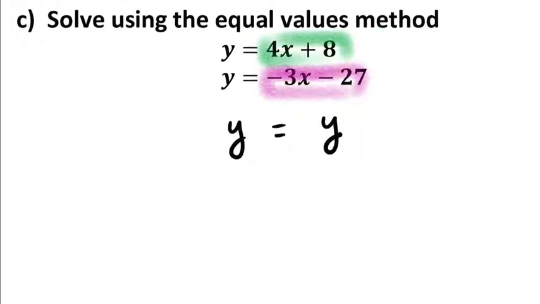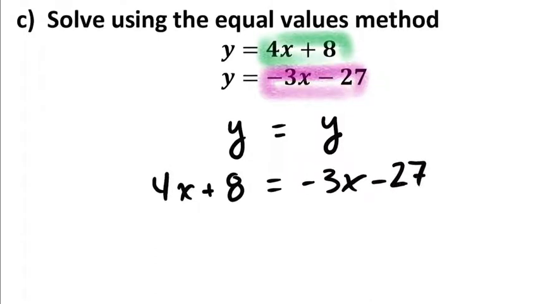So I can change this to 4x plus 8 is equal to -3x minus 27. To solve this equation, I'm going to add 3x to each side. If I add 3x to the side with negative 3x, it becomes 0. Over here, I'm going to have 7x. So this becomes 7x plus the number 8 is equal to negative 27.